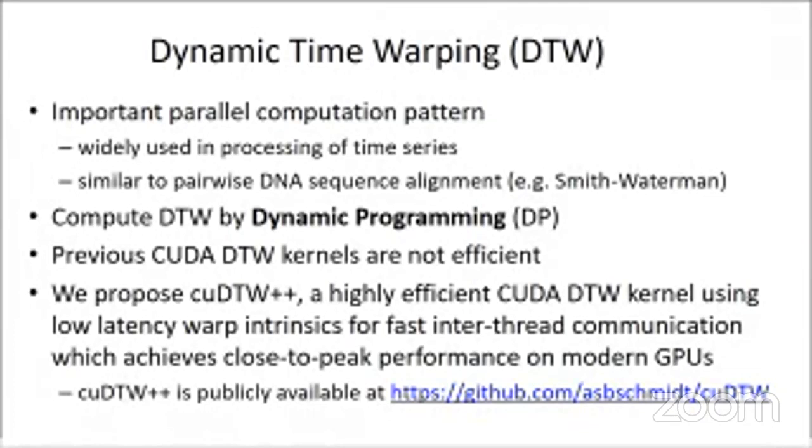And we have observed that previous CUDA implementations of DTW are not optimal or not efficient. And in this paper, we propose cuDTW++, a new highly efficient CUDA-based dynamic time warping kernel, which is based on warp intrinsics for fast communication between threads and can achieve, as we will see, close to peak performance on modern GPUs. It's also publicly available on GitHub.